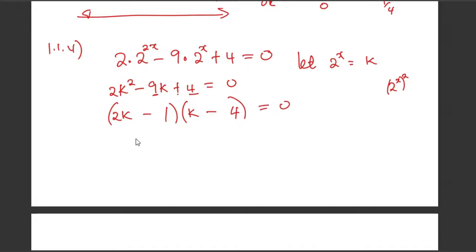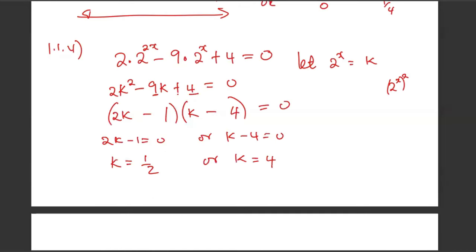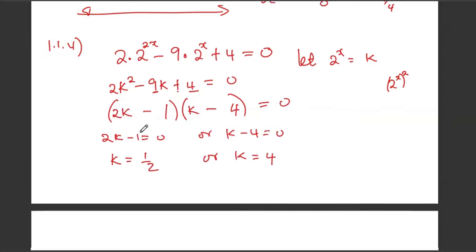Is equal to 0. So 2k minus 1 is 0, or k minus 4 is 0. So meaning that k is a half or k is a 4. But then the question is not looking for k. The question wants the value of x. So we need to go back and replace our k with 2 to the x, okay?